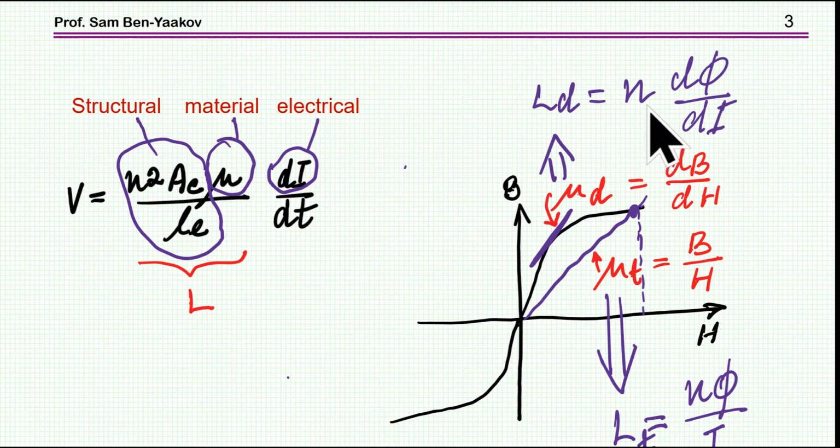Now, it will be defined by the derivative, the change in phi divided by the change in I, or based on total permeability, we can define a total inductance, and in this case, we have N phi over I. This is the classical definition. But this is only for this case.